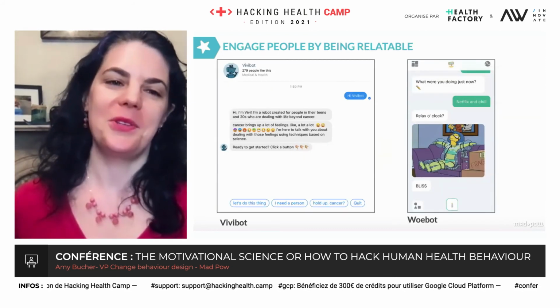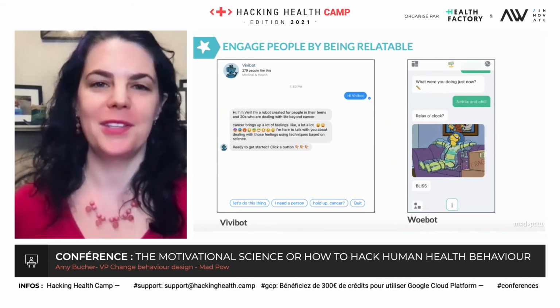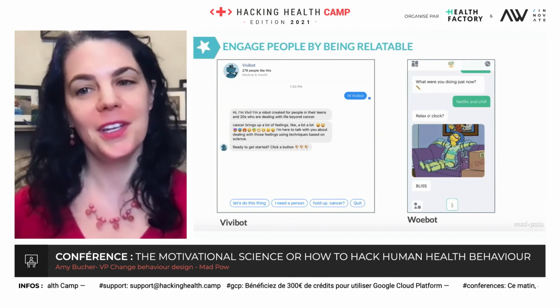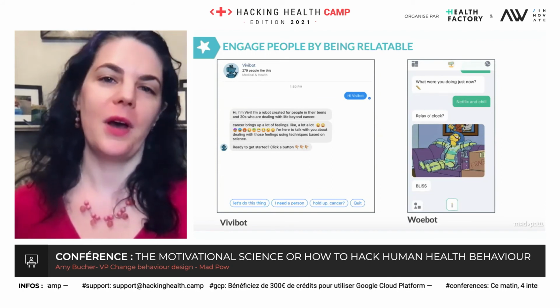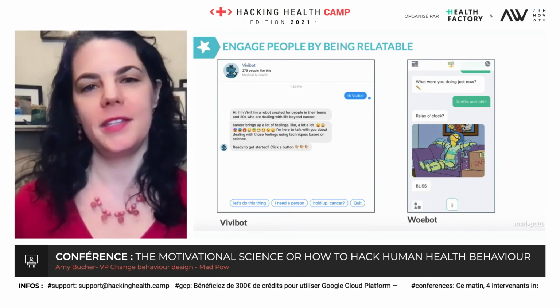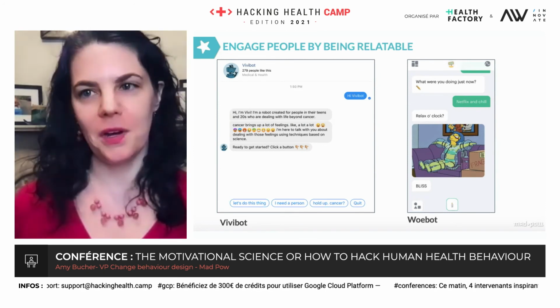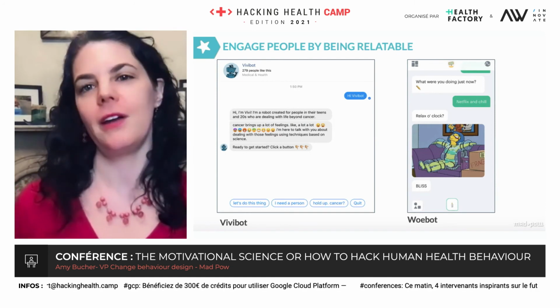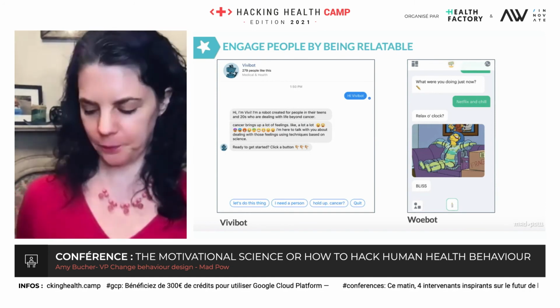Being relatable can also include humor. So these are two chatbots that are for health. ViviBot is for teenagers who've survived cancer, and Wobot is for people who have mood issues. And both of them have really authentic language, lots of light humor, and they're very easy to use and enjoyable, and they help people feel like they're actually talking to something real.